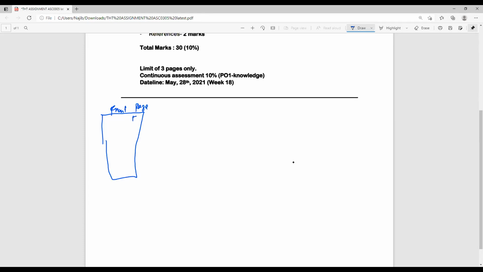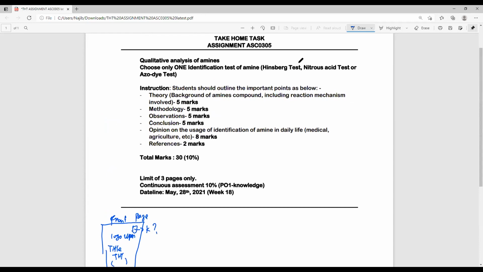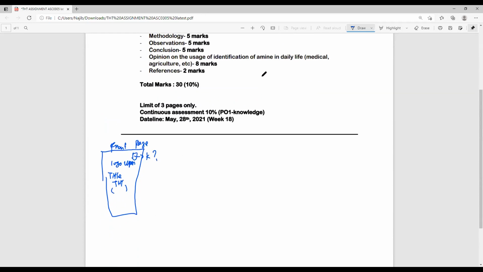So dekat sini kuliah K berapa, lepas tu logo UPM yang macam lab report lah. Okay, lepas tu kat sini you punya title. Okay, tulislah take home task. Tulis penuh take home task. Lepas tu you ambil tajuk apa. You nak ambil identification test apa. Hinsberg test ke, nitric acid test ke, ataupun azodide test. So kalau you nak kata nak ambil Hinsberg test, tulislah Hinsberg test dekat sini. Lepas tu tulislah name. Lepas name, metric number.